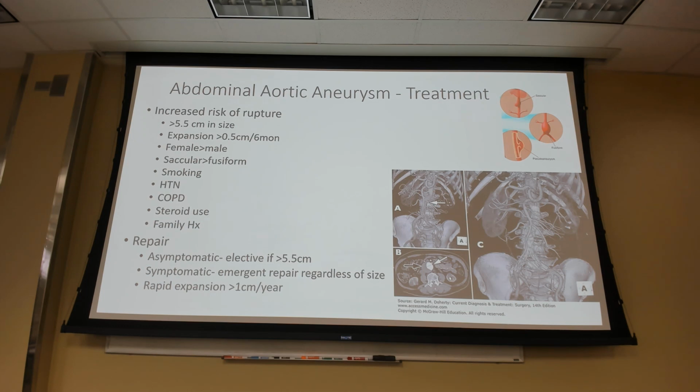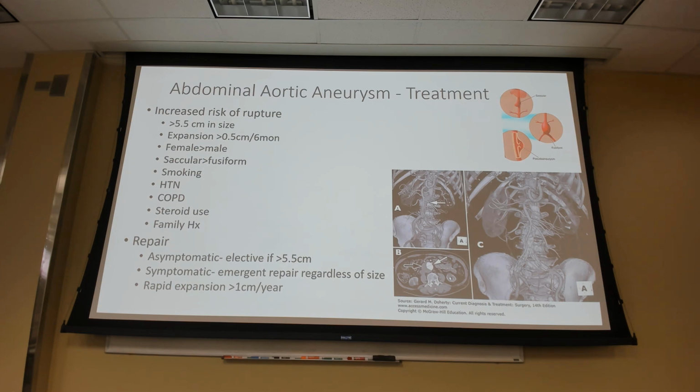And then females have a higher risk of rupture than males. And then saccular greater than fusiform, and then smokers, anybody who has hypertension, COPD, steroid use, family history also might increase our concern for rupture.